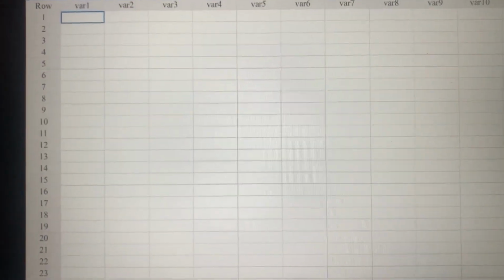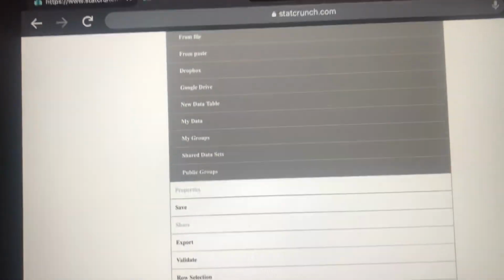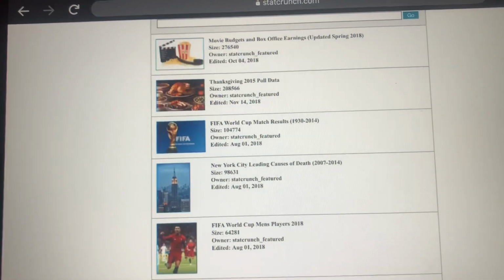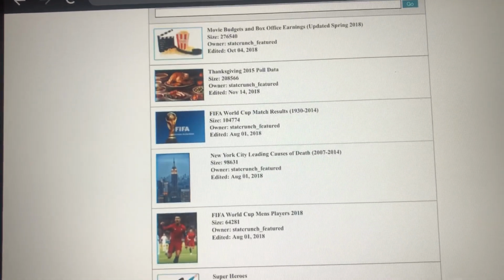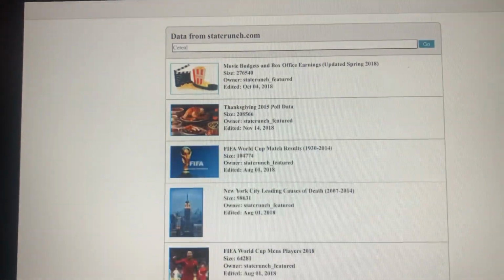Okay, welcome back. We're on number 8 of Module 10, where we need to load some data in here. So we're going to go to Data, Load, and we want the Cereal Brands. That is a shared data set from StatCrunch Featured, which we've been using a lot of. So we type in Cereal. That's the one we want.